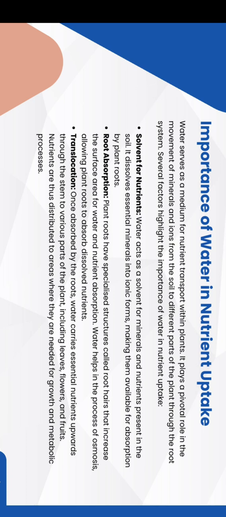Translocation. Once absorbed by the roots, water carries essential nutrients upwards through the stem to various parts of the plant, including leaves, flowers, and fruits. Nutrients are thus distributed to areas where they are needed for growth and metabolic processes.